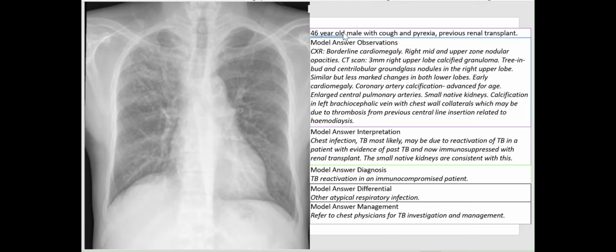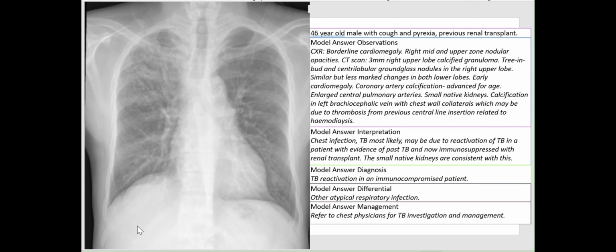46-year-old male, middle-aged patient with cough and pyrexia. Chest symptoms, okay, cough and pyrexia, with a previous renal transplant. This is very important. This history is very important, okay? It will help you in the diagnosis.